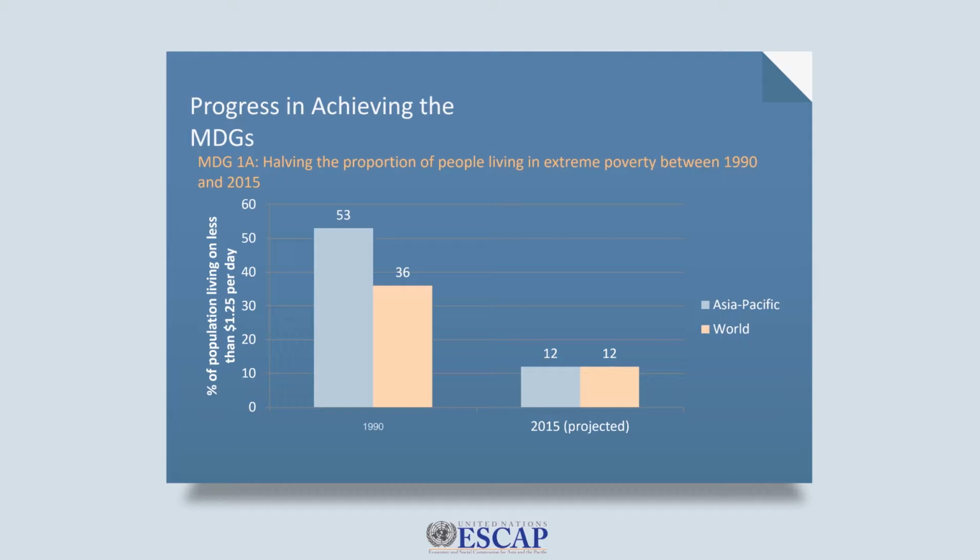In 1990, over half the population of Asia-Pacific was living in extreme poverty, and over a third of the total global population. By 2015, these figures are projected to be just 12% for both the Asia-Pacific region and for the global total. While this still means that there are millions of people living in unacceptable levels of poverty, it is nevertheless a remarkable achievement and marks one of the most rapid periods of poverty reduction in human history.